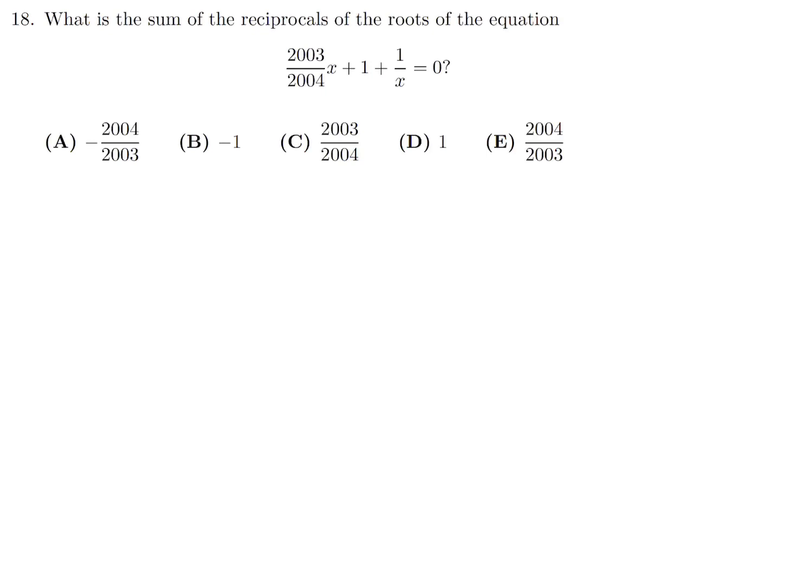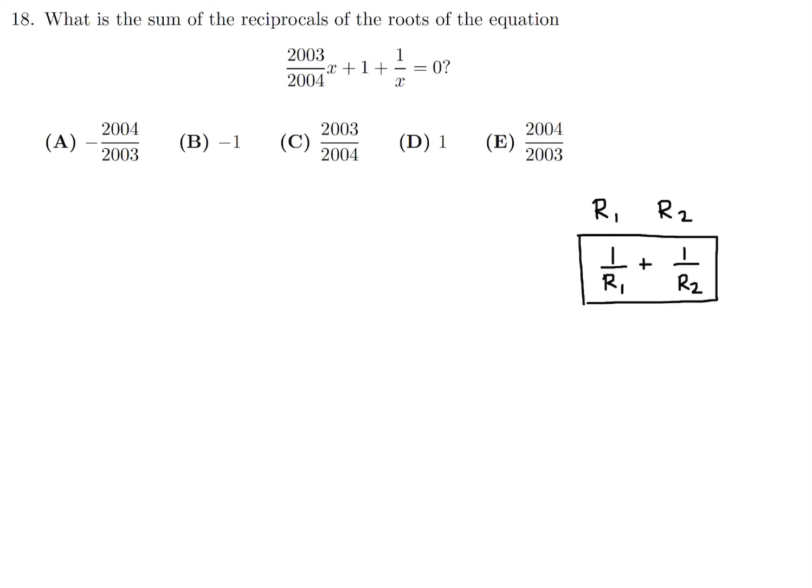What is the sum of the reciprocals of the roots of this equation? Now, what do they mean by that, first of all? Well, the roots of the equation, let those roots be r1 and r2. They want the sum of the reciprocals. So the reciprocals will be 1 over r1 plus 1 over r2. This would be the sum of the reciprocals. This is what they want you to figure out.